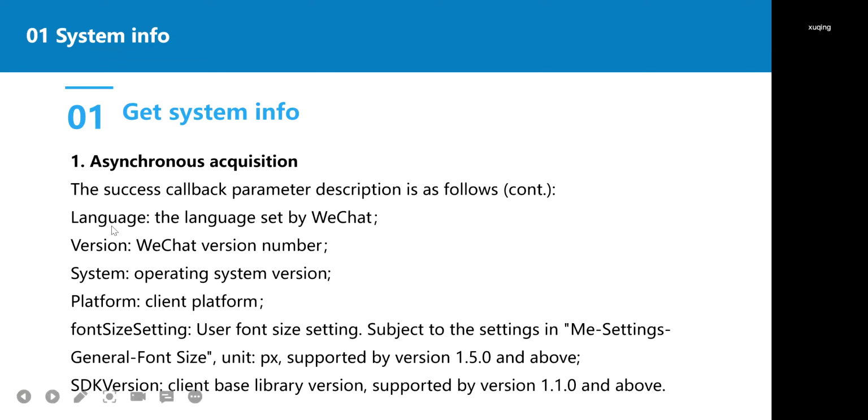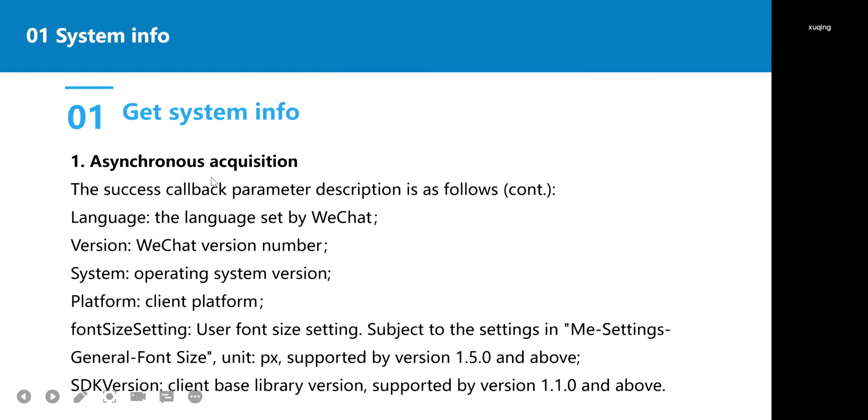Other parameters include language, which is the language set by WeChat, the WeChat version number, the system operating system version, platform, and font size setting, which is the user's font size setting, subject to the settings in Me, Settings, General, font size in pixels, supported by versions above 1.5. SDK version is the client-based library version. These are the parameters for the success callback.